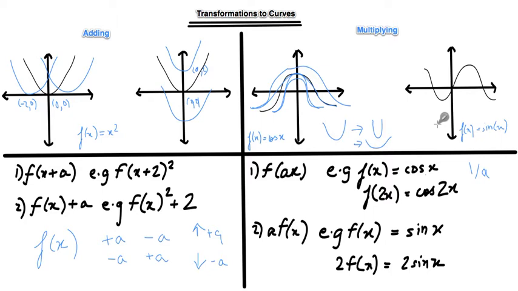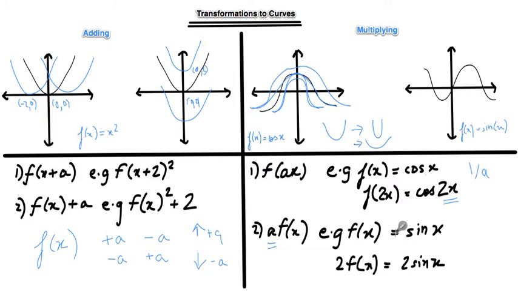Next we have the second type of multiplication, when the a is outside. So it's a times f(x). Let's take another example. f(x) is sin x. What does 2f(x) look like? 2f(x) is nothing but 2 sin x. So there's a big difference between f(2x) and 2f(x). In f(2x), you're changing the x value. In 2f(x), you're multiplying the whole thing by 2.